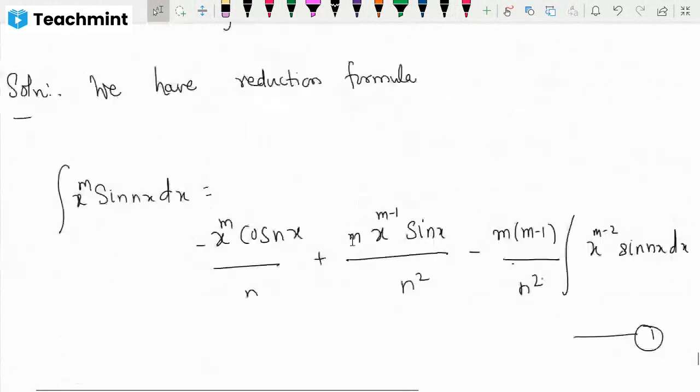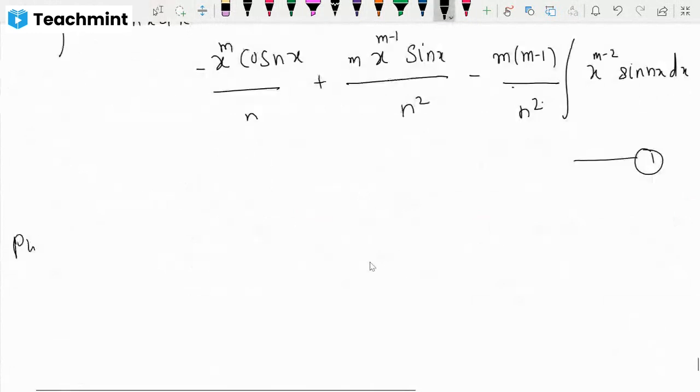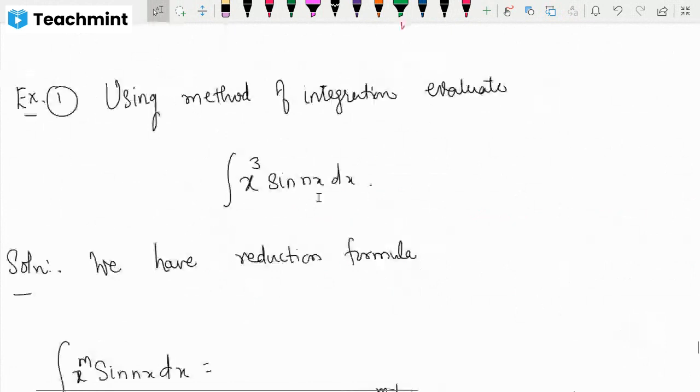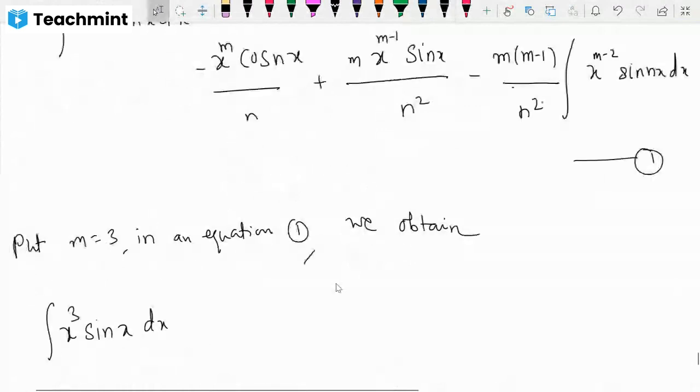So let us put m equal to 3 in reduction formula 1. So we obtain the integration of x cube sin nx dx. Or you can take sin x, it's okay, no problem. Suppose we find the integration of x cube sin x simply. So I'm putting n equal to 1 and m equal to 3 in reduction formula 1.